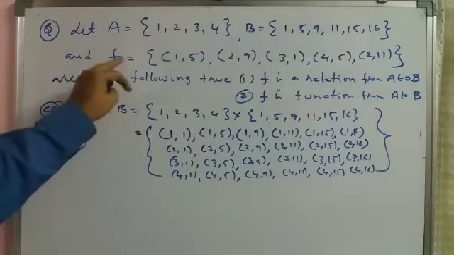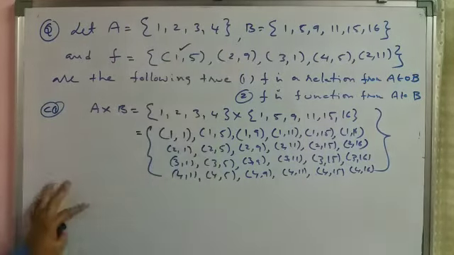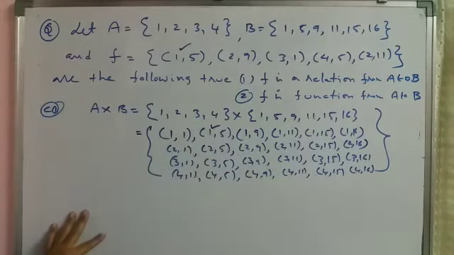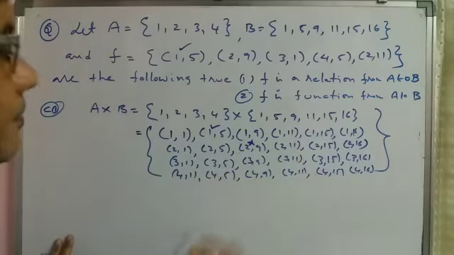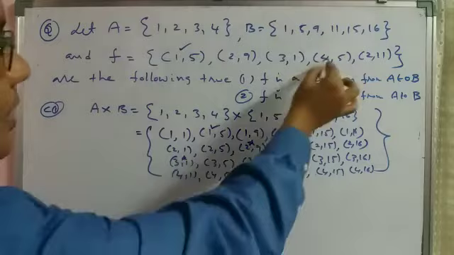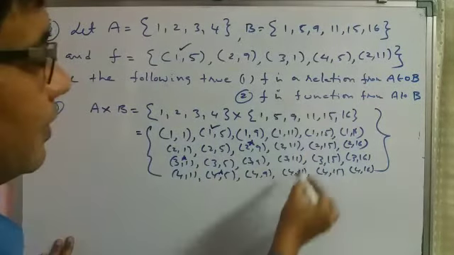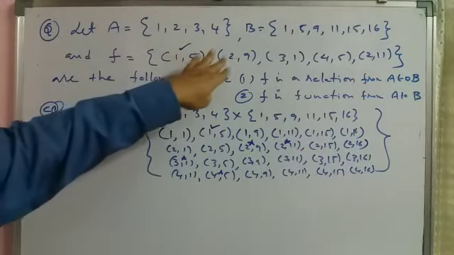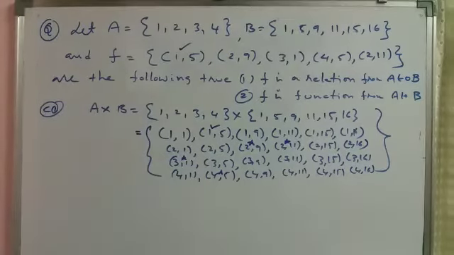Now, see, all of you. In f, the pair (1, 5) is also present in A cross B. Next (2, 9), yes, it is present. Next (3, 1), yes. Next (4, 5), yes. Next (2, 11), one more present. So each element in f is also an element in A cross B.